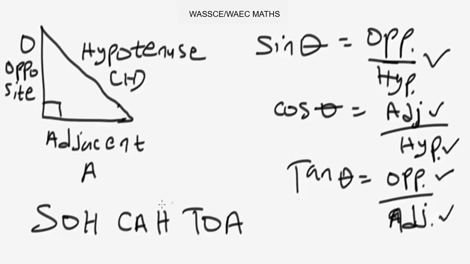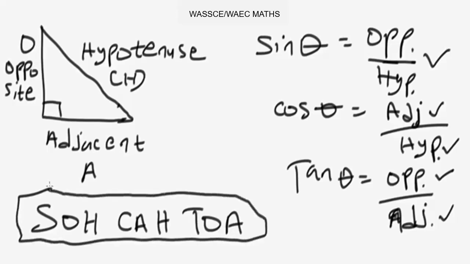This acronym is very, very important for you to do well in this section of trigonometry, so make sure you commit it to memory. It's very simple, and with it you'll be able to get these formulas and solve your questions straightforwardly. Having known this, let's look at a practice math question and see if we can apply SOHCAHTOA to solve such a problem.